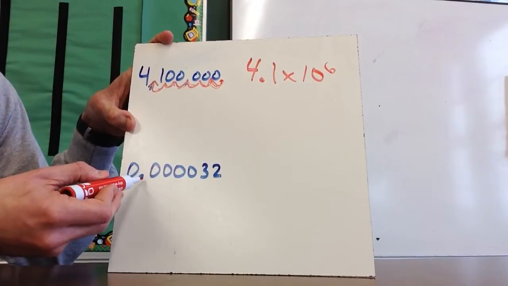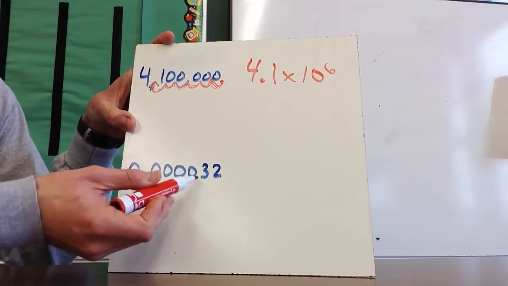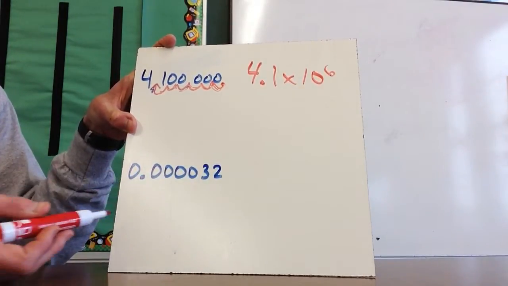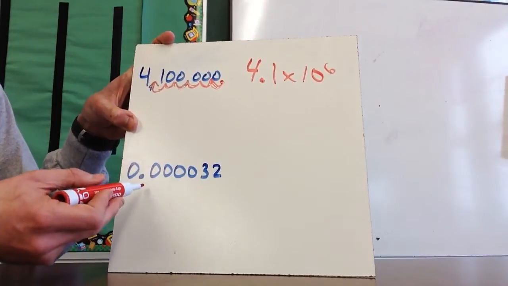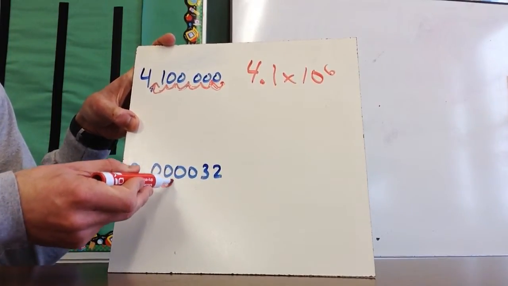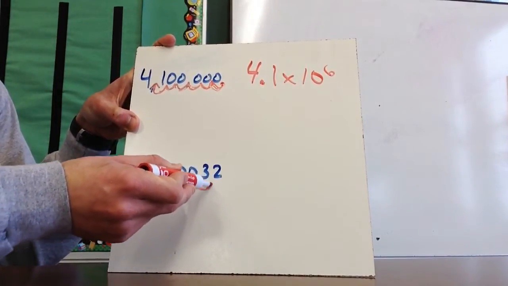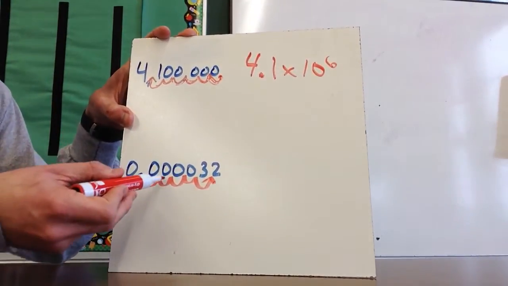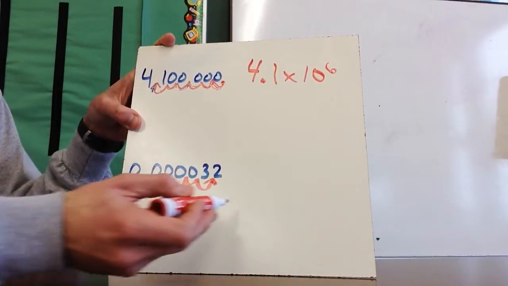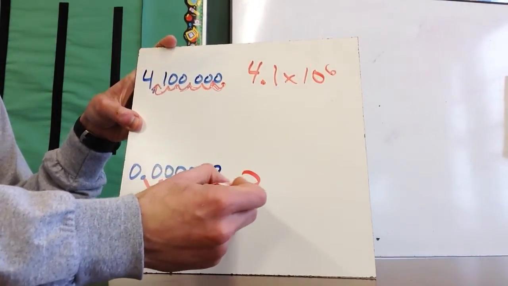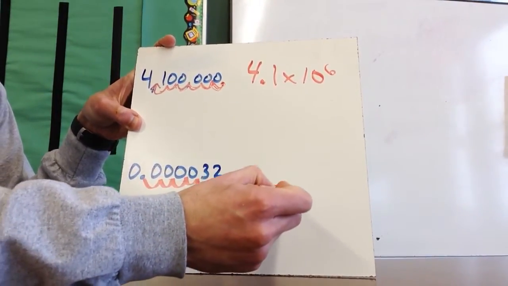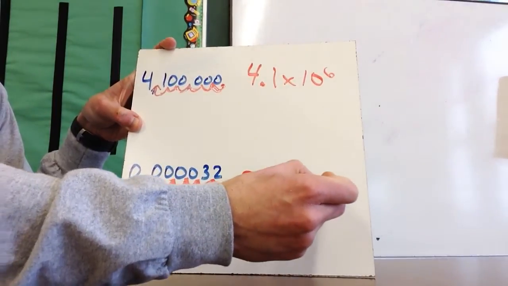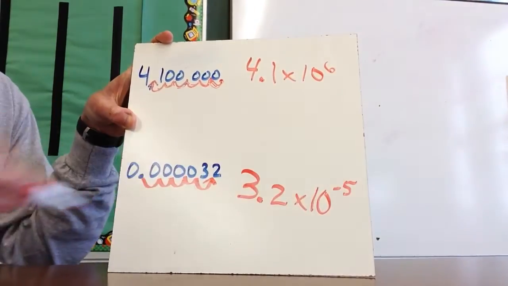Now, going this way, since this is a small number, 0.000, whatever, I know that this is going to be negative. So this is going to be 1, 2, 3, 4. Remember, it's got to get to the ones place, so I'm going to go to there. So this is 1, 2, 3, 4, 5. So this is going to be times 10 to the negative 5th. So it's 3.2 times 10 to the negative 5th.